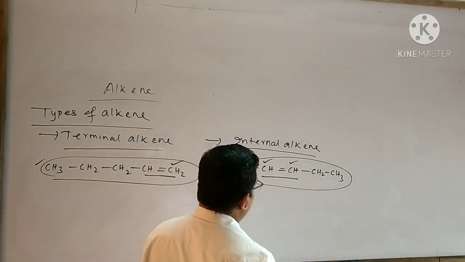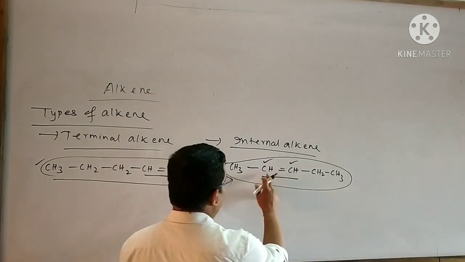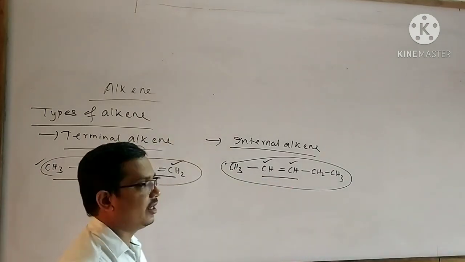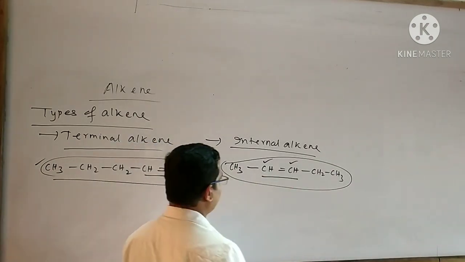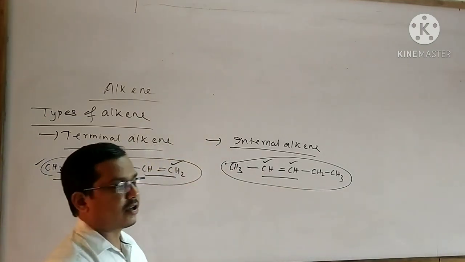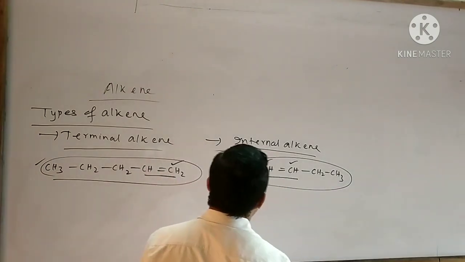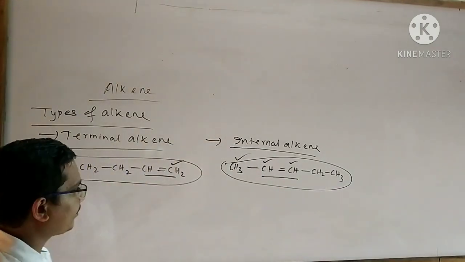Among these two carbon atoms, no one is present at the terminal position. So these two carbon atoms are not said to be terminal carbon atoms. That means here the double bond is not present at the terminal carbon atom. So this alkene is said to be an internal alkene.